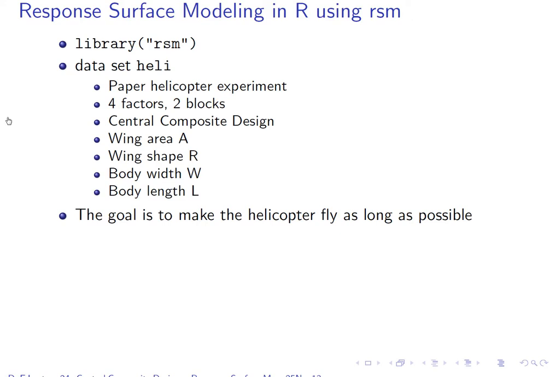And you see that I could ask a question: does variation in the wing shape account for the variation in time? The classical experimental design. Or I could form a regression model: does wing area and wing shape, or is there an interaction between wing area and wing shape that explains the variation? But now we're interested in a slightly different kind of question: what is the optimal value of these 4 factors, wing area, shape, body width, and length, that optimize the time in which this paper helicopter will fly.